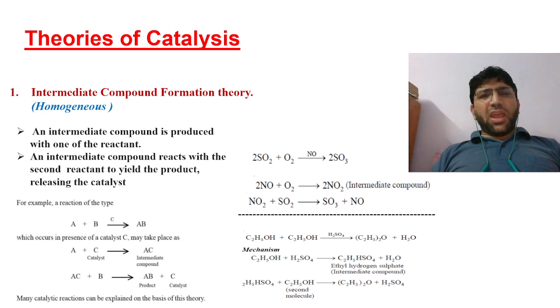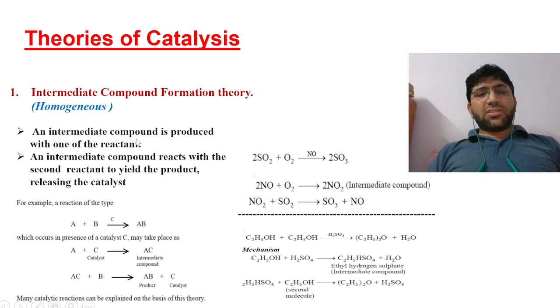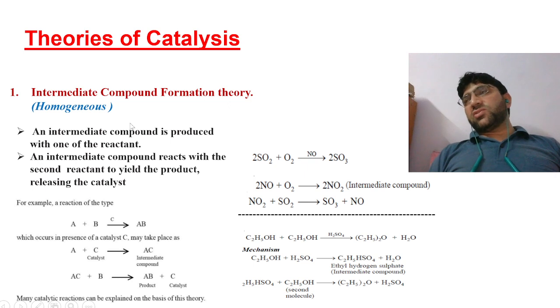Now, the theories behind catalysis: there are two theories which explain the mechanism of a catalyst, depending upon the type of the catalyst. For example, the intermediate compound formation theory. This explains the mechanism of homogeneous catalysis, where the reactant and the catalyst are in the same phase. For example, the reactant and the catalyst are both in the gaseous phase.